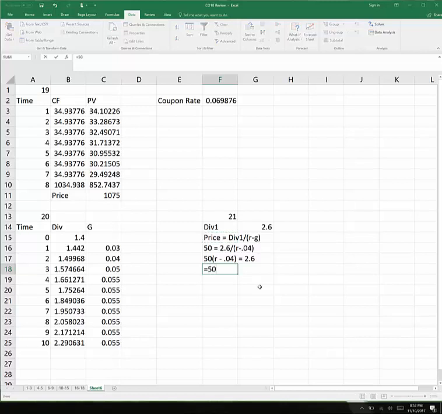So 50 multiplied by 4% is going to be 2. So 50R minus 2 equals 2.6. So 50R equals 4.6. So we should be able to take 4.6 divided by 50 and get the 9.2%. And this 9.2% is going to be our rate of return or our discount rate.